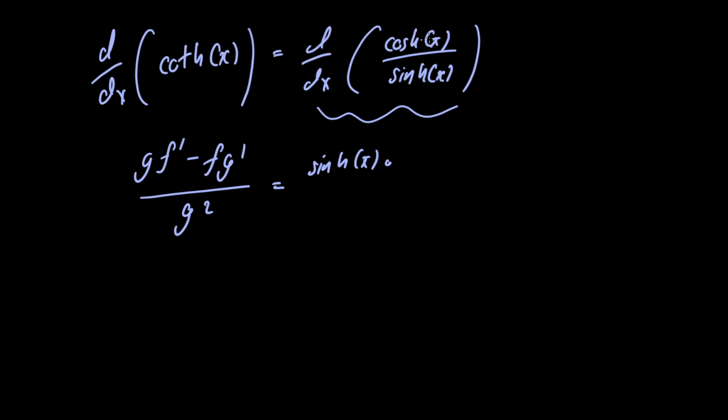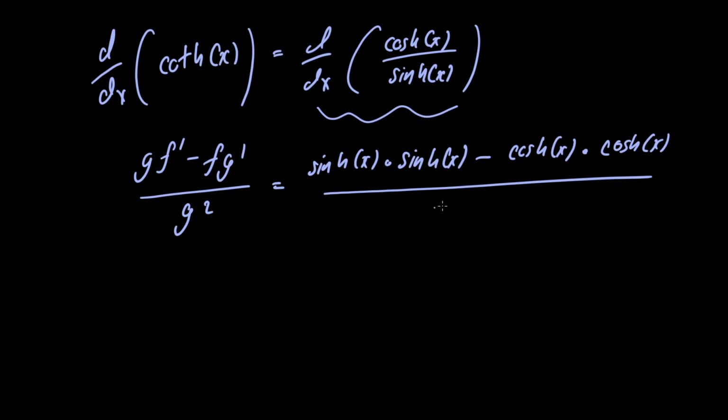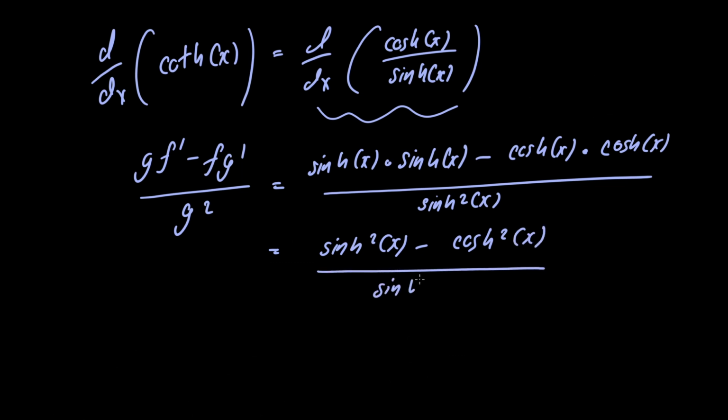Now the derivative of f is hyperbolic sine of x minus f, which is just hyperbolic cosine of x, multiplied by the derivative of g, which is just hyperbolic cosine of x. And this is going to be divided by g squared, which is just hyperbolic sine of x all squared. We can rewrite this as hyperbolic sine of x all squared minus hyperbolic cosine of x all squared divided by hyperbolic sine of x all squared.